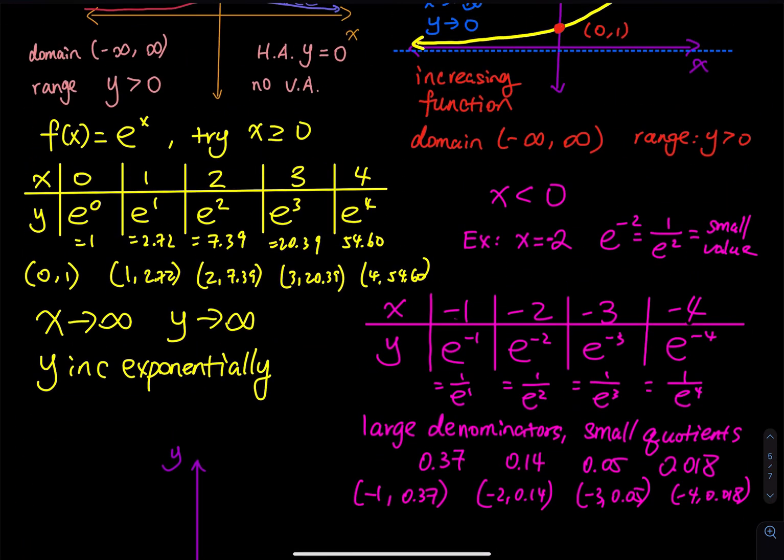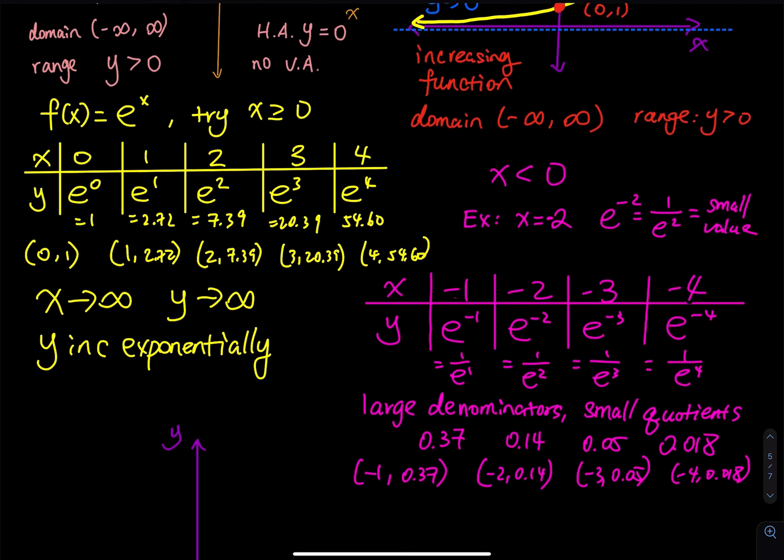We just stopped at the table values, so take a look here. As x increases, y increases exponentially, right? As x goes up, y goes to infinity. You can say y increases exponentially. What about negative x values? Let's say x equals negative 2. So we have e to the negative 2. The negative brings the entire quantity to the denominator, so 1 divided by this denominator gives you a very small quotient.